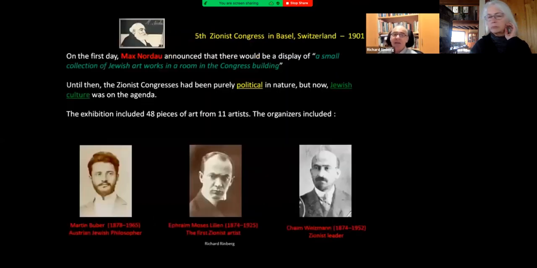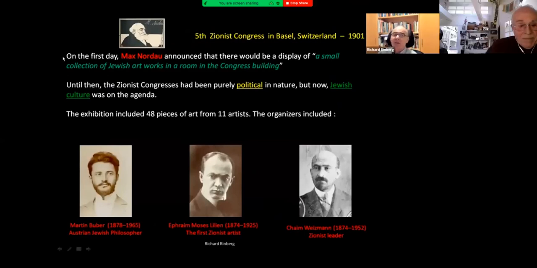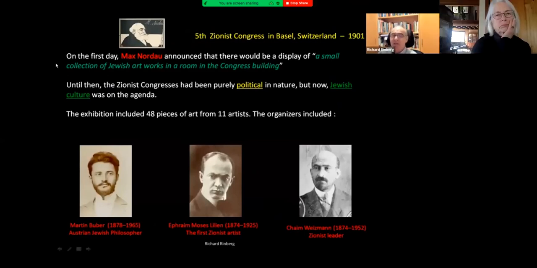Now, at the 5th Zionist conference, Max Nordau, and this is actually a Lilien engraving drawing, on the first day announces there's going to be a display of Jewish art in the room in the Congress building. This is a very big deal. Up until now, there's been a battle. This has all been about political Zionism. And now it's going to change, because they're going to bring in a bit of culture. So this is a very, very big deal.